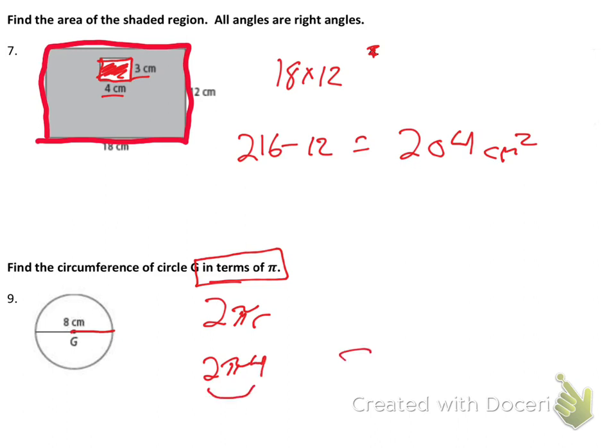So 2 times 4 is 8. So it would just be 8 pi. And again, I'm leaving the pi. So your final answer is 8 pi centimeters. And that's circumference, which essentially means it's the perimeter of the circle. So we don't square that.